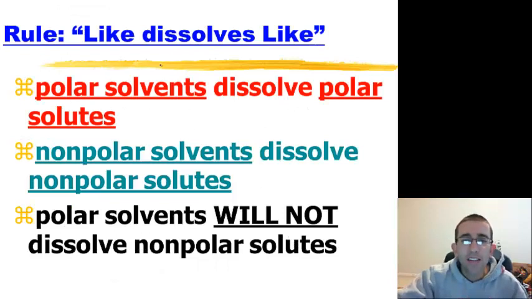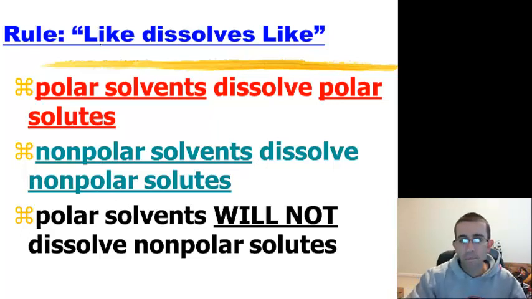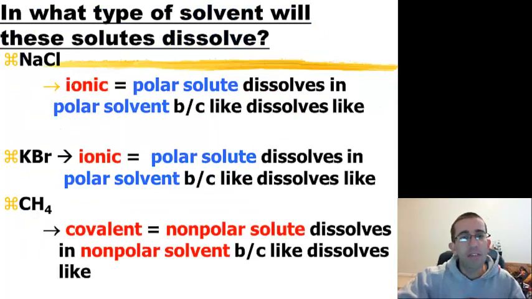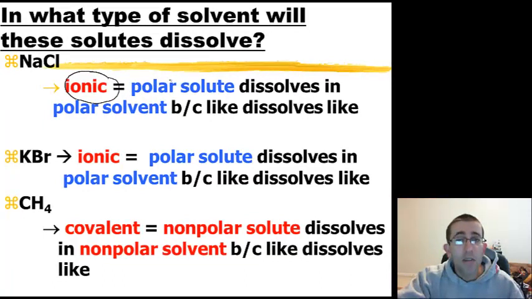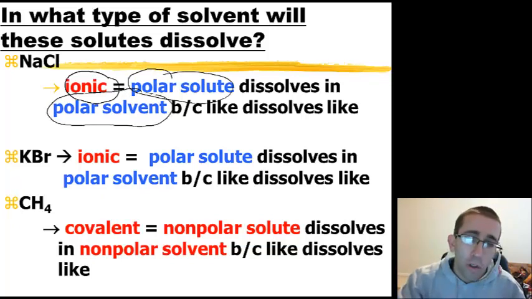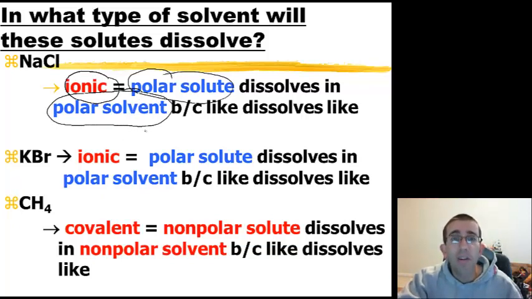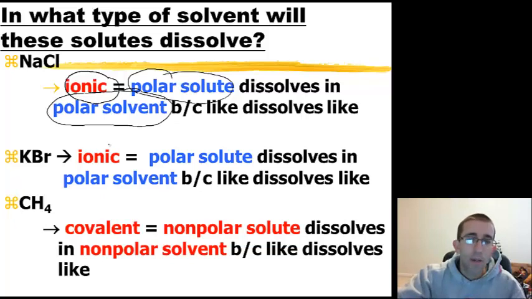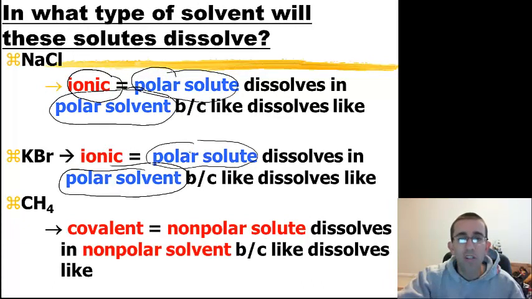So with this rule that like dissolves like, polar solvents will dissolve polar solutes. Nonpolar solvents will dissolve nonpolar solutes. So polar will not dissolve nonpolar. Now let's break it down even further. If I want to dissolve sodium chloride, we figured out that sodium chloride is ionic, which means it's a polar solute. So how am I going to dissolve it? Well, I've got to put it in a polar solvent. So water. If we put sodium chloride into water, it will dissolve. KBr is ionic, which also means it's polar. So if I put it into water, it'll also dissolve. Like dissolves like.